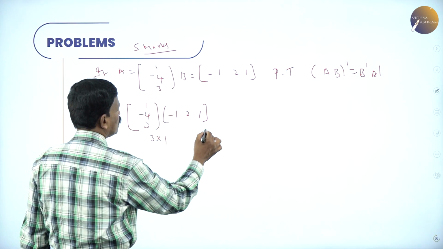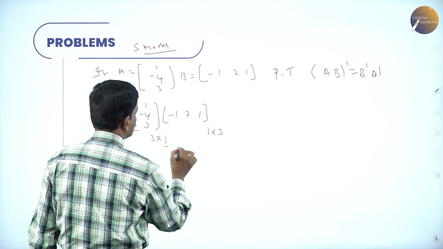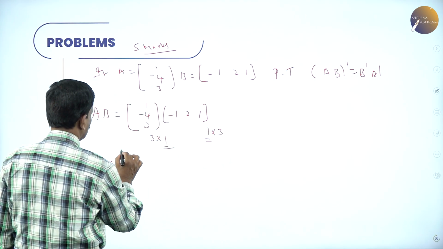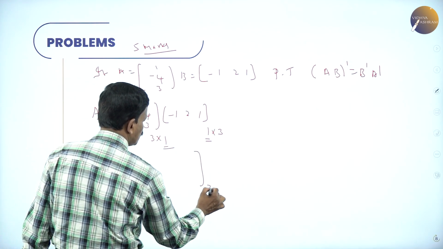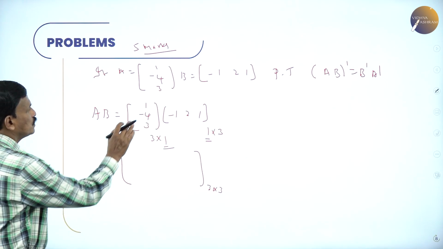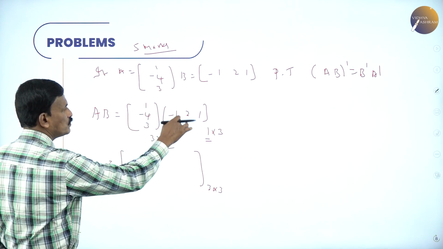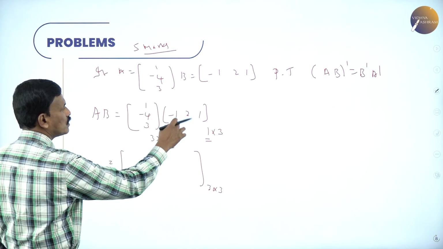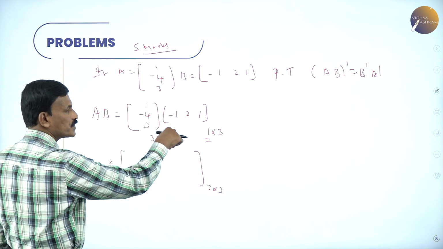This is 3 rows, 1 column, and 1 row, 3 columns. These two are equal, so the matrix you are going to get is of order 3 rows and 3 columns. Don't get confused with the matrix multiplication, because this is only 1 row: first column, second column, third column; second row: first column, second column, third column; third row: first column, second column.